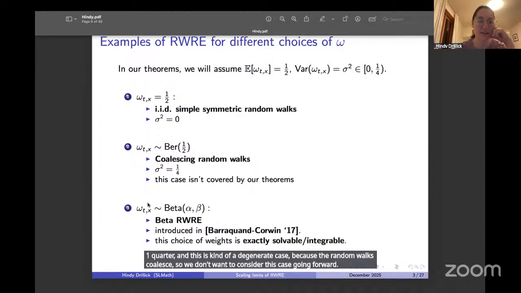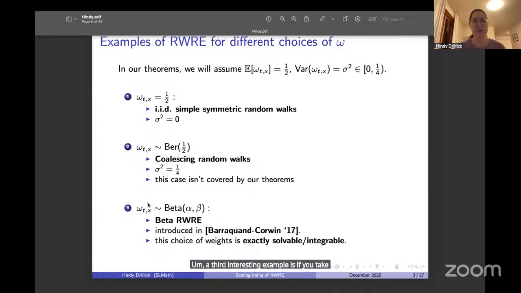A third interesting example is if you take the omega to be beta distributed.